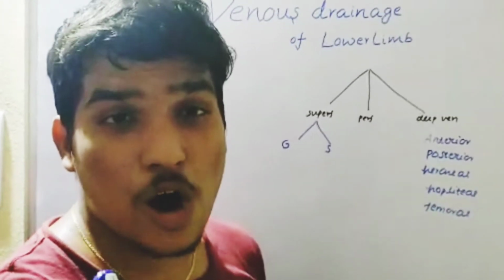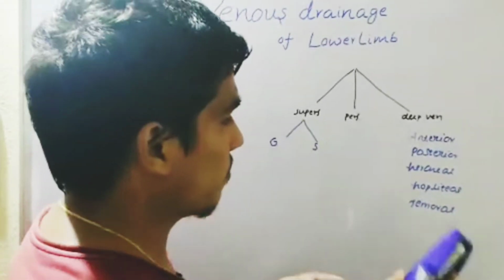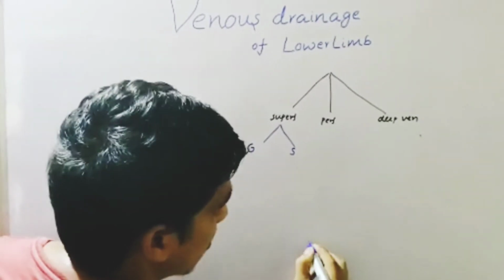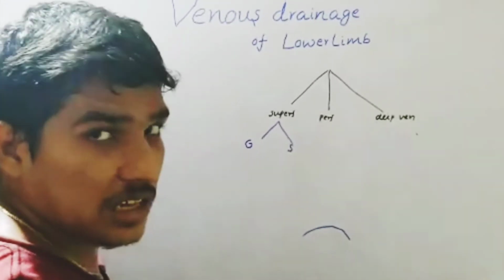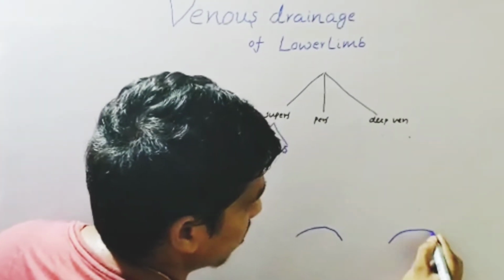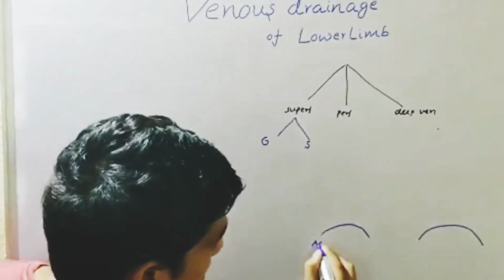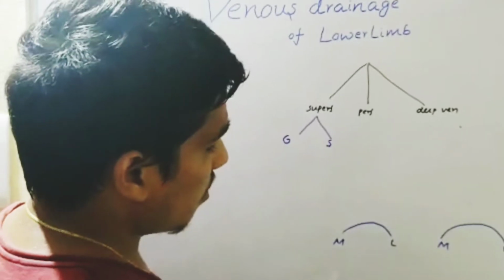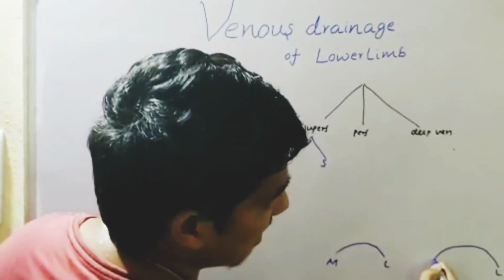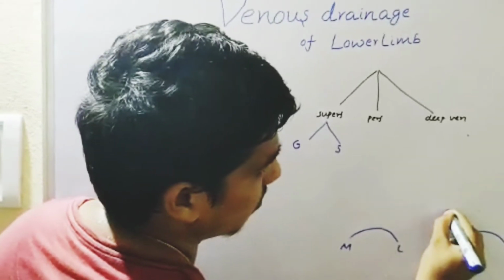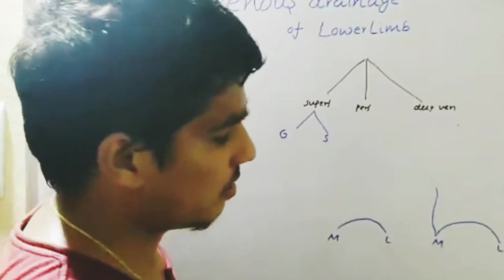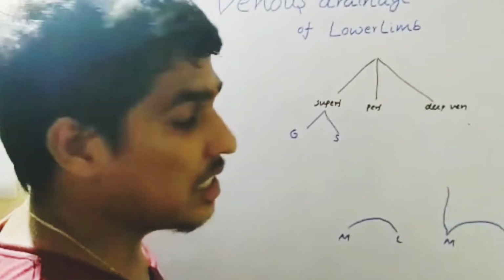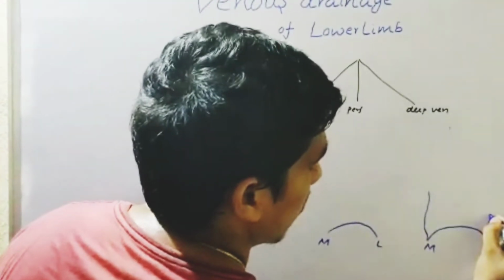Now it is essential how these veins are formed. I have already said there are two venous arcs. The dorsum of foot is having dorsal venous arc. The plantar side of foot is having plantar venous arc. This is the medial side, this is the lateral side. You are going to see from the medial side of plantar arc, there is a starting of posterior tibial vein. From the lateral side, the peroneal vein is going to arise. This peroneal vein is going to open into the popliteal vein.